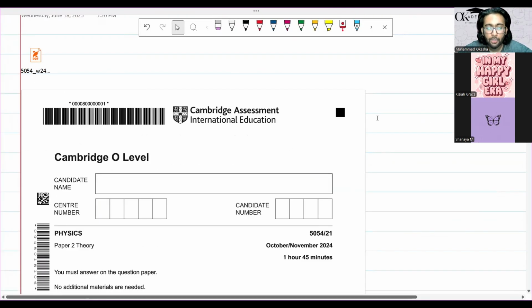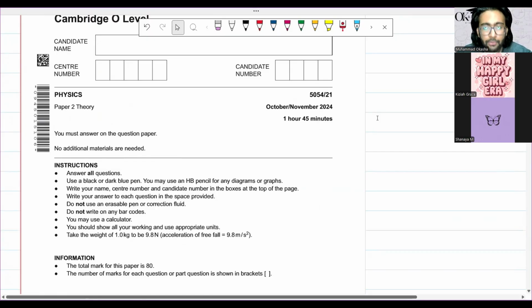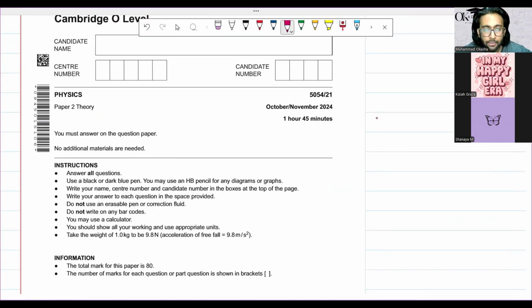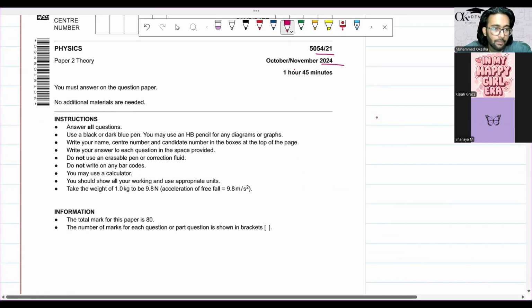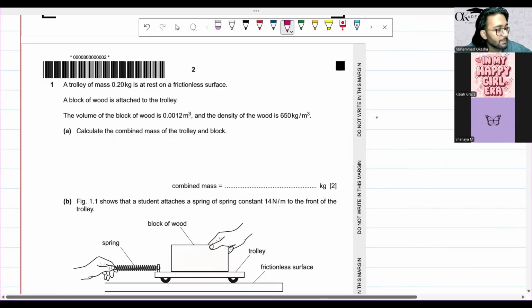Right. So October, November 2024, paper 2, variant 1. And you have to answer all of the questions, so there's no choice. Just like in traditional exams, you get a choice, you don't get a choice, right?